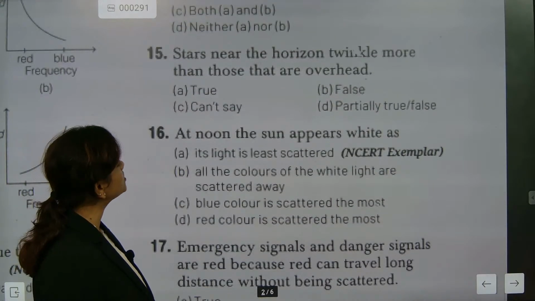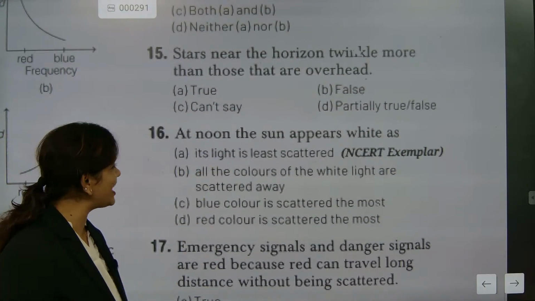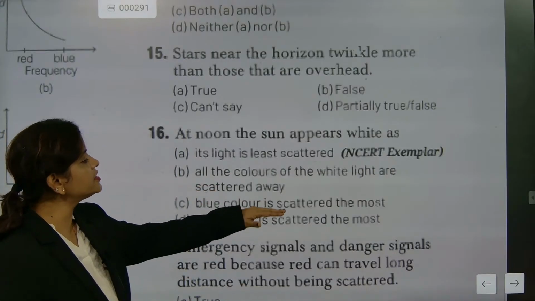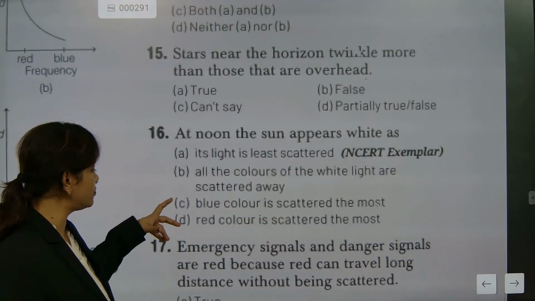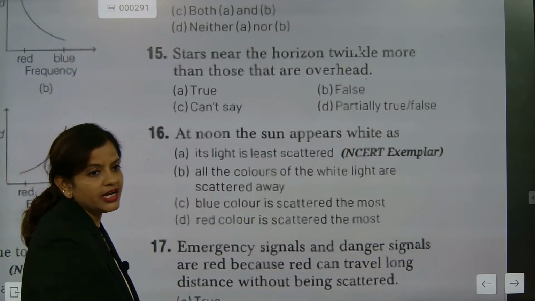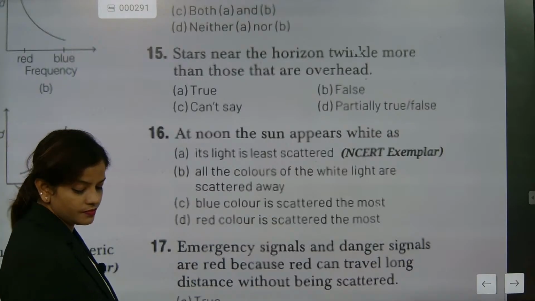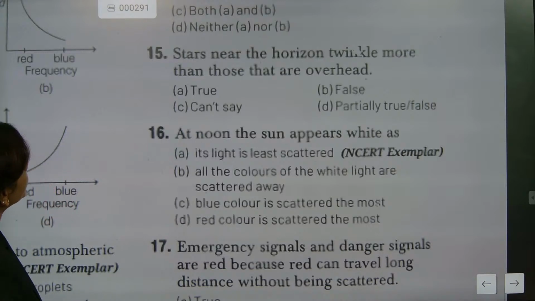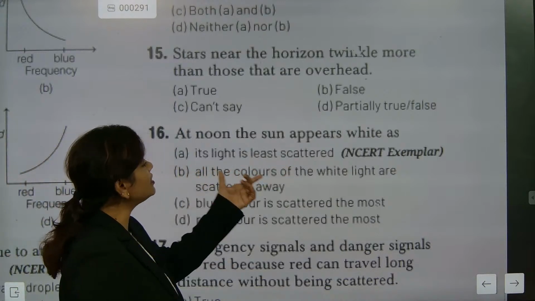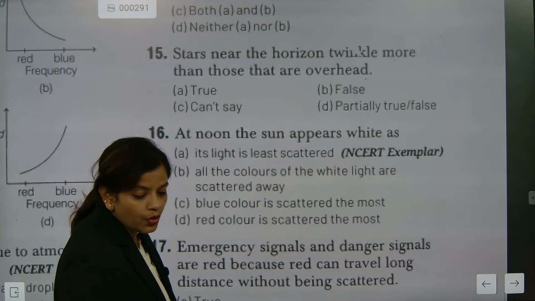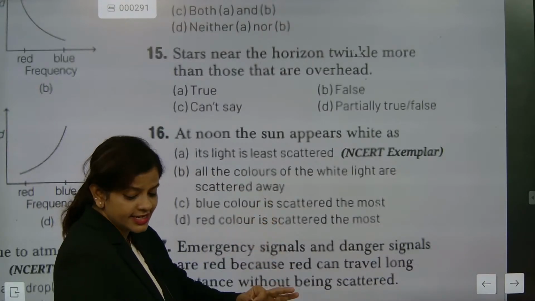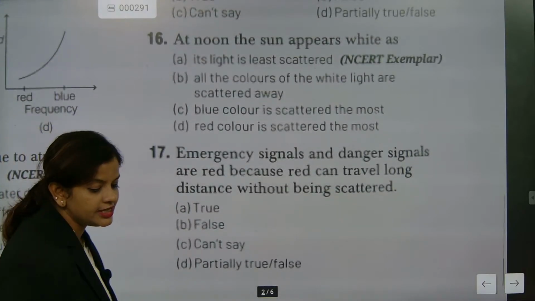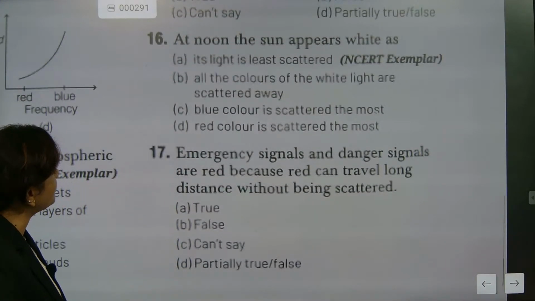At noon, the sun appears white as its light is least scattered. All the colors of the white light are scattered away. Blue color is scattered the most. Red color is scattered the most. Between A and B, give me the correct answer. What is going to be the correct answer? Its light is least scattered. No, the correct answer is its light is least scattered. Absolutely. 16th, A is the correct answer. We will go for 17.